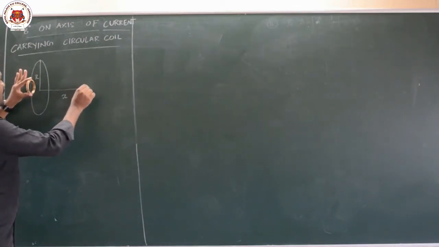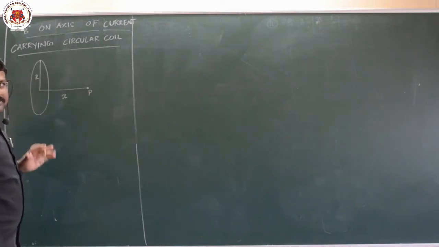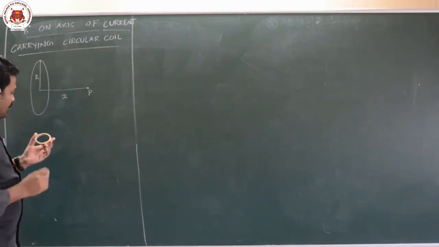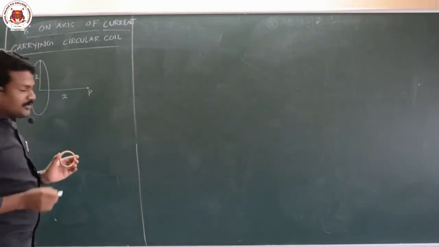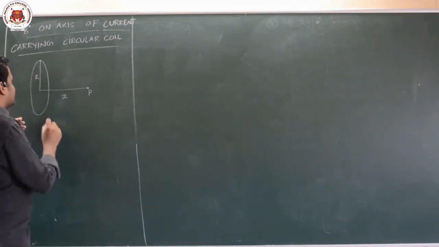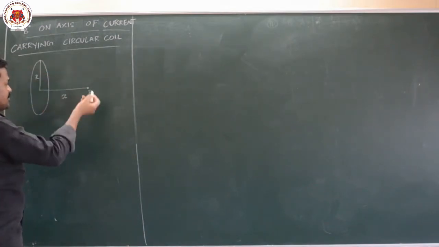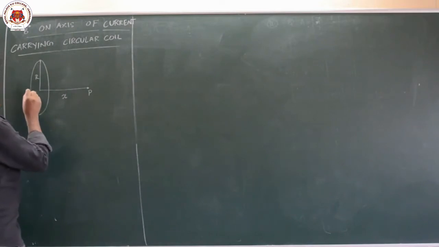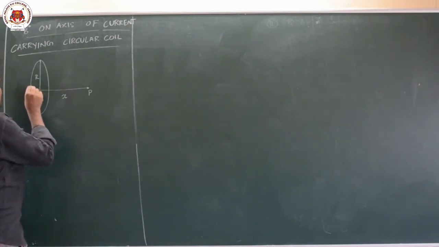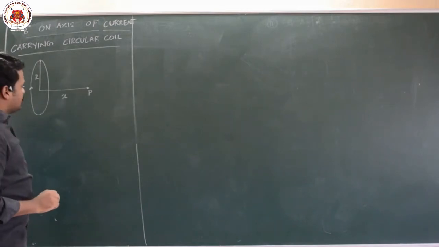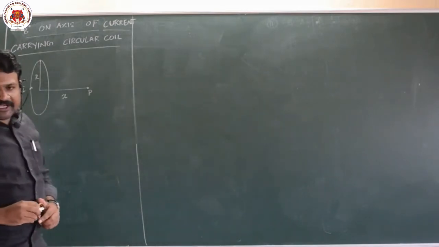You are finding the magnetic field on the axis of the circular coil. In the last example, we found the magnetic field at the center, but here it is at a distance x. The coil is in the YZ plane, and the axis is along x. Now let us take the current flowing in this direction.